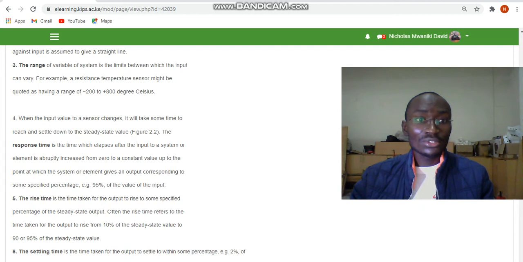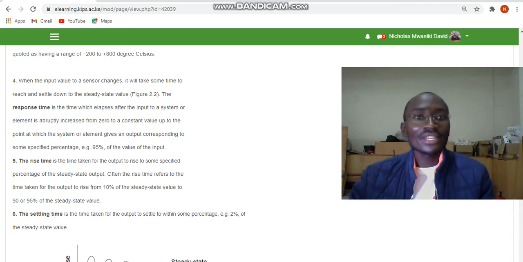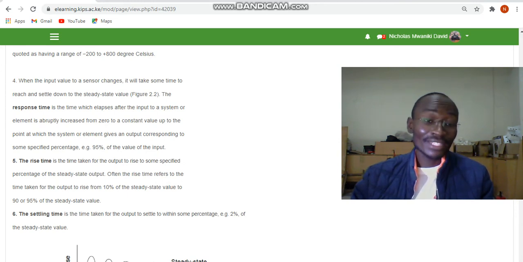When the input value to a sensor changes, it might take some time to reach and settle down to the steady state value. This gives us the response time. The response time is the time which elapses after the input to a system or element is abruptly increased from 0 to a constant value, up to the point at which the system or element gives an output corresponding to some specified percentage, e.g. 95%, of the value of the input.